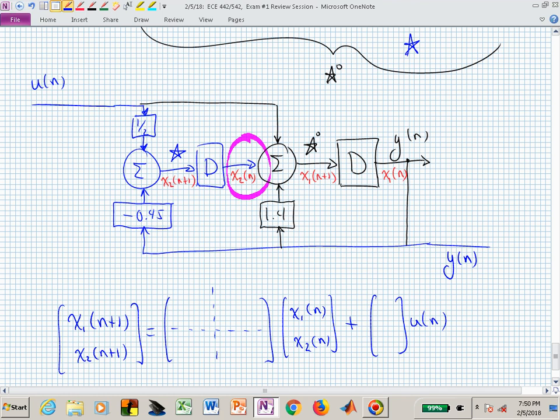So it needs to be a 2 by 1 matrix. We can now fill those elements. We now have 6 entries to put in to fulfill our dynamic behavior of this system. What's in the top row? X sub 1 of n plus 1. What makes that up?